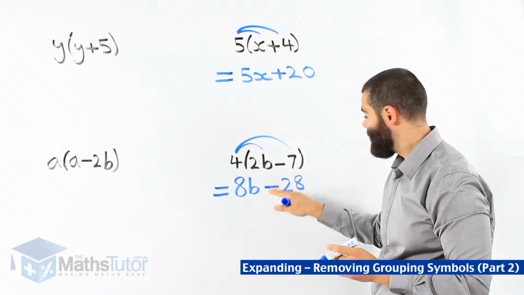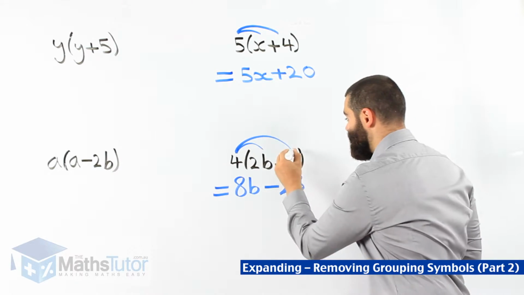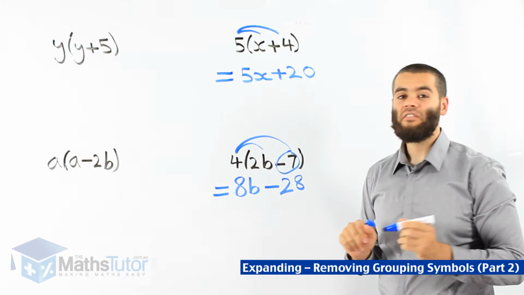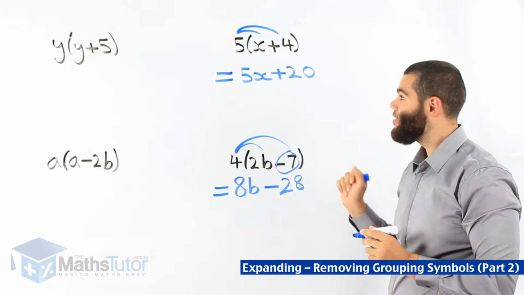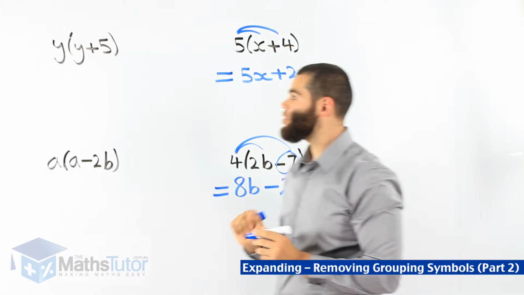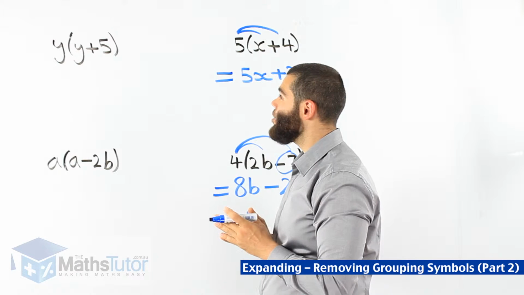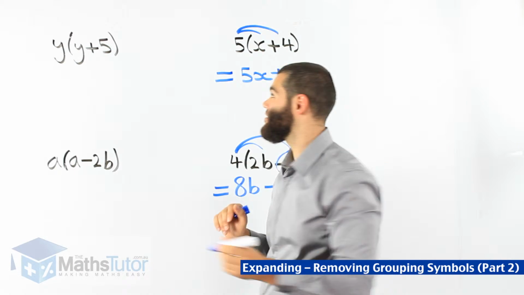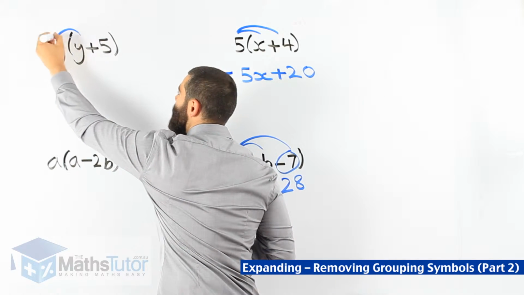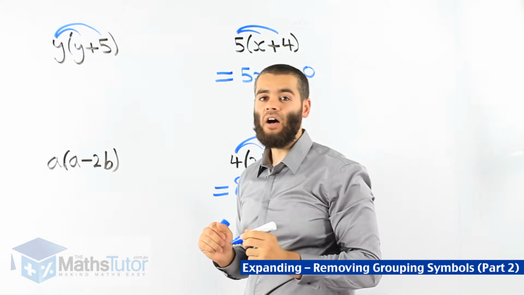Very important. We notice 4 times negative 7 here, it means negative 28. Critical that we don't make that mistake. Then we have another 2 examples here. We know that y times everything inside the brackets. So y times y and y times positive 5.